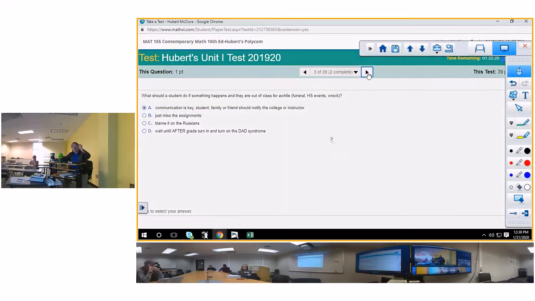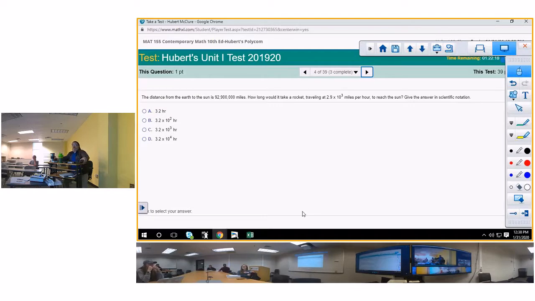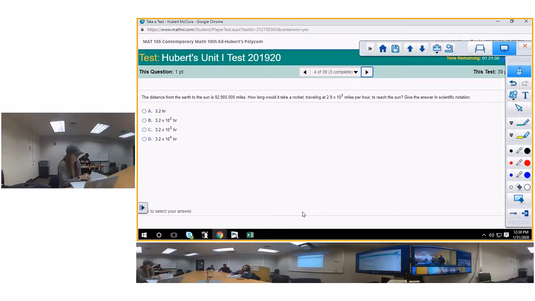Next. All right, y'all do this one. The distance from the Earth to the Sun is blah, blah, blah miles. How long would it take a rocket traveling 2 point blah, blah, blah to reach the Sun? Distance equals rate times what? We did this the other day. Somebody look at your notes and tell me what I'm fixing to ask you. Distance equals what? Times. Distance equals rate times.